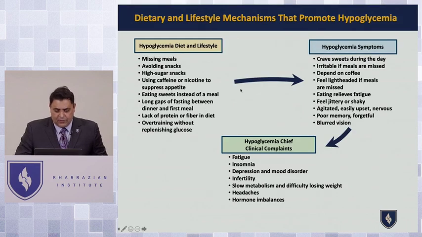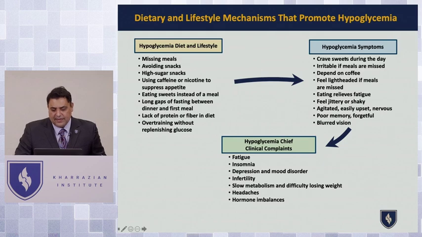Now, for patients that have hypoglycemia, the typical thing you'll find is that they feel better after they eat, and they have a lifestyle where they miss meals, avoid snacks, eat high sugary snacks, and use caffeine or nicotine to suppress their appetite. They have sweets instead of a meal. They have long gaps of fasting between dinner and the first meal. They have a lack of protein or fiber in their diet. Overtraining without replenishing glucose. These are all lifestyle factors that cause hypoglycemia.